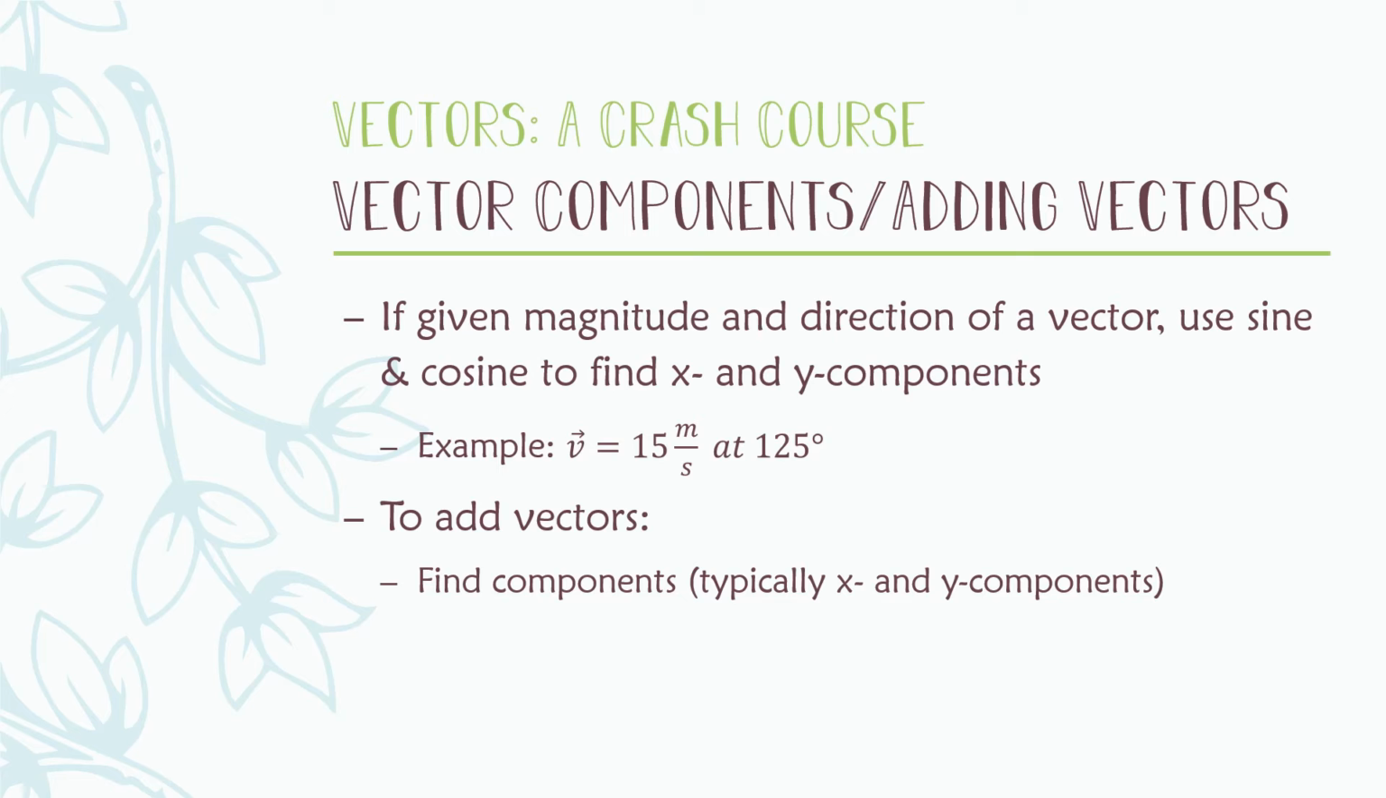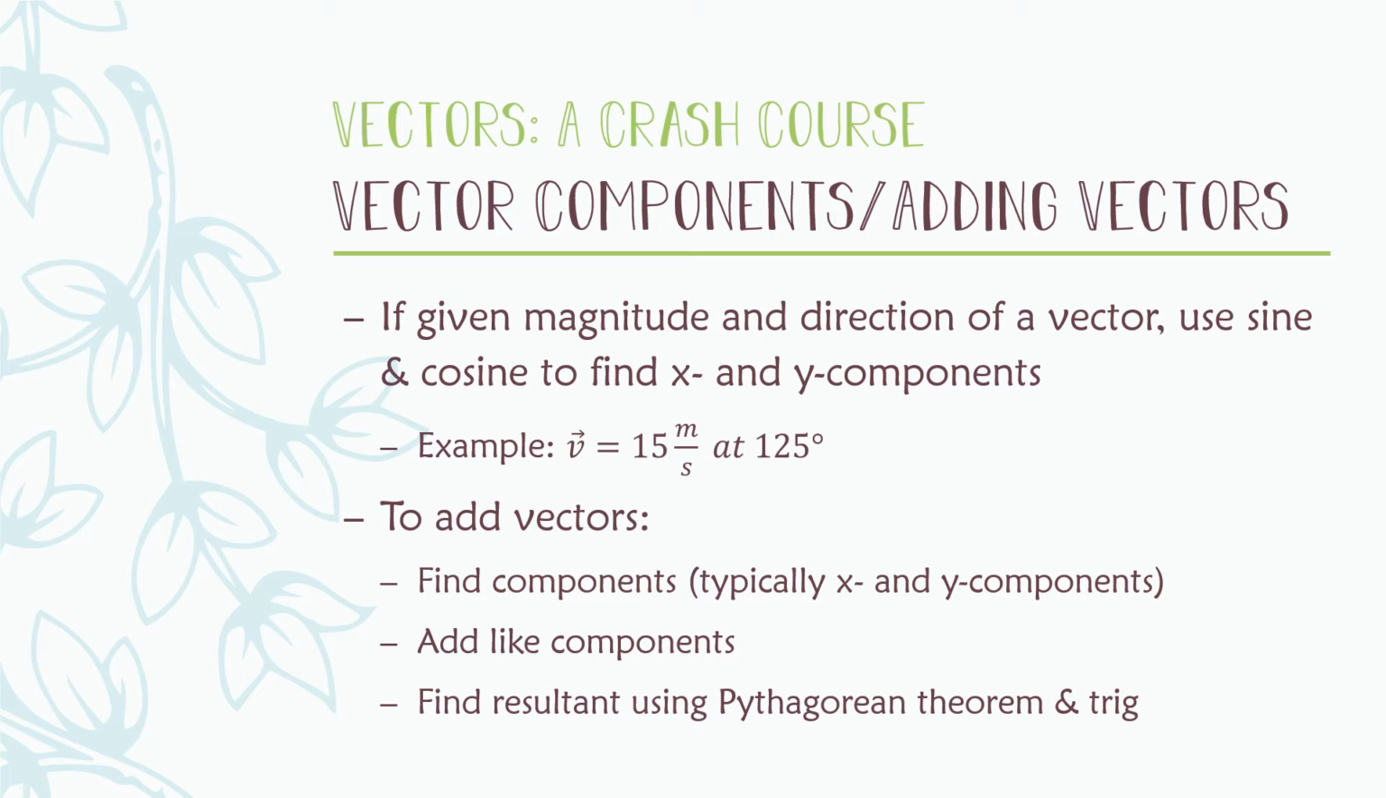Another skill that we'll use sometimes, not as often as finding components, but we will make use of this, is the ability to add vectors. The first step in adding vectors is to find the components, typically the x and y components, though sometimes, as we saw in honors physics, it's more useful to do things like components parallel to and perpendicular to a ramp. After we find the components, we're going to add the like components. So we would add the x components together and add the y components together. And then we'll find our resultant, the magnitude and direction of that final answer, by using the Pythagorean theorem and also some trig to find its angle.